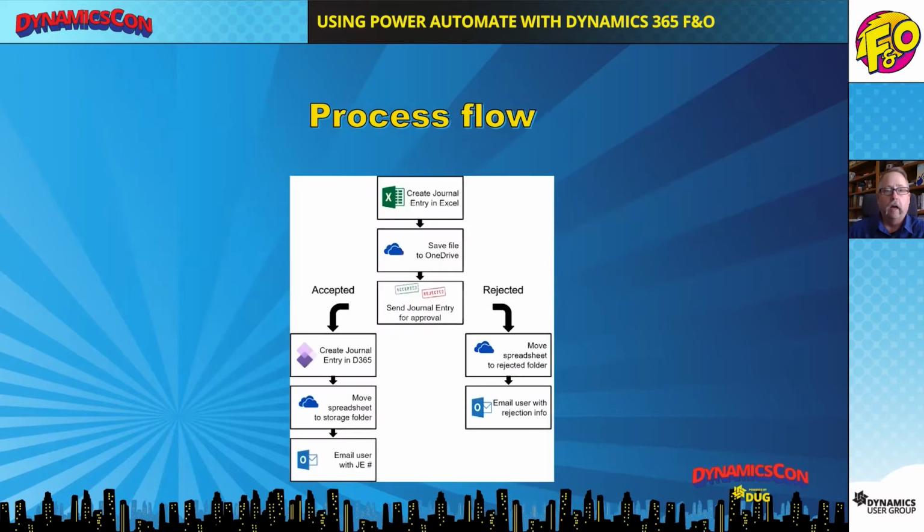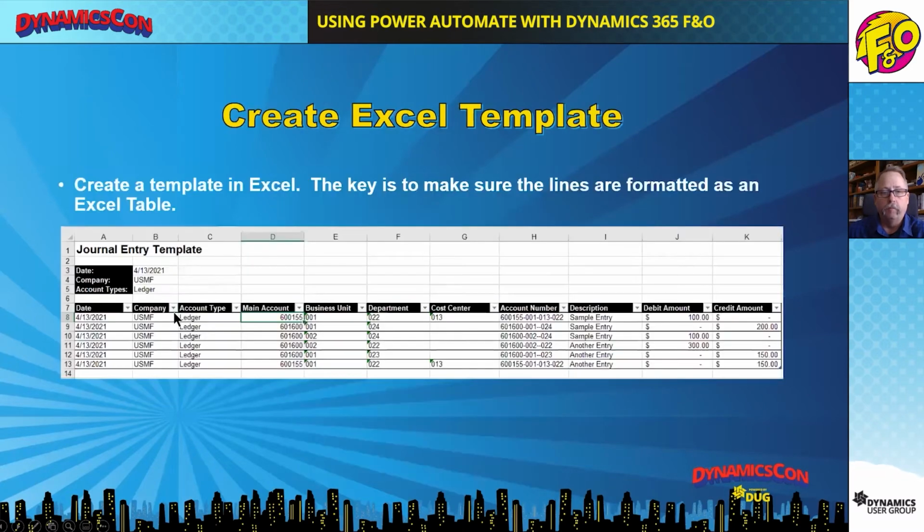So again, I'm going to use several different pieces. I'm going to use Excel, I'm going to use OneDrive, I'm going to use the approval capabilities inside of Power Automate, and I'm going to use Outlook to update and notify people. So I created a very simple template inside of Excel, similar to the Dynamics add-in. But the difference here, this is all a table. So you've got to make sure to format that as an Excel table, and you'll see why we need to do that in Power Automate in a few minutes.